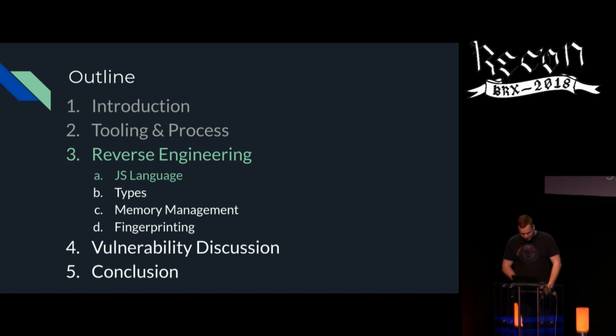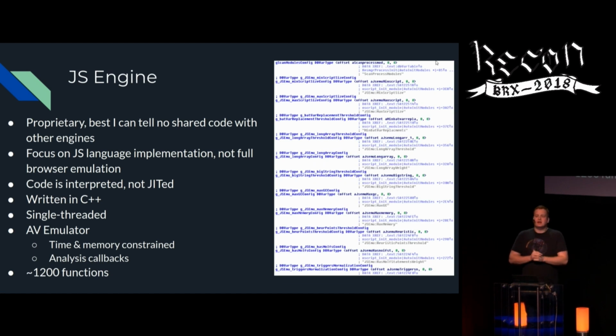So, moving into talking about the JavaScript language itself. First off, Defender's JavaScript engine, as best I can tell, is proprietary. There's no shared code with other engines. So it's not based on things like JScript.dll or Chakra, or any other engine that Microsoft has built to do JavaScript. At least from looking at symbols, strings, and any information like that, I haven't been able to find any overlap with any other Microsoft products. This seems to be wholly built in-house by the Defender team.